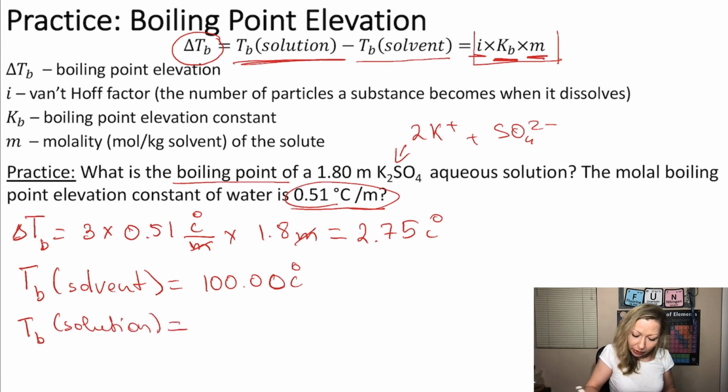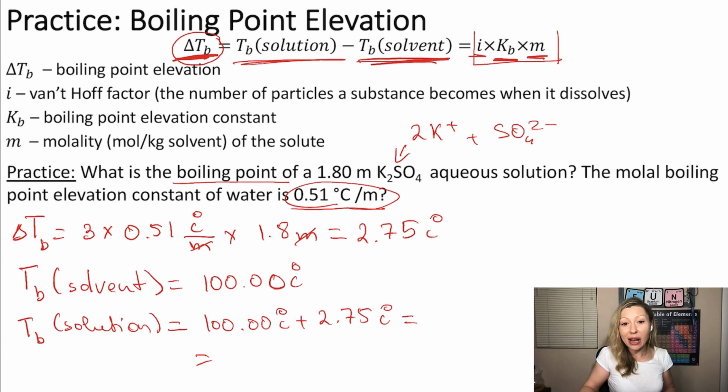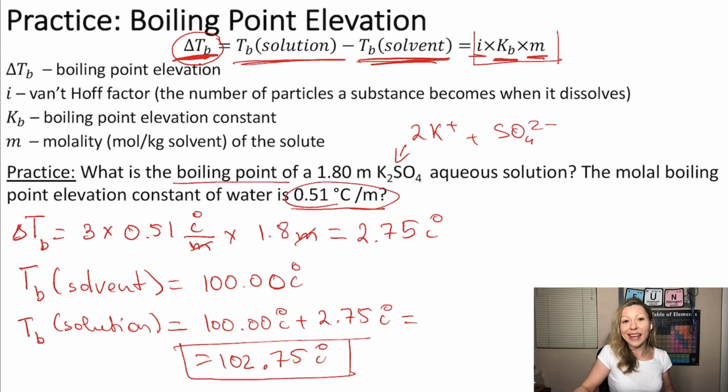And from there, we can calculate the T_B of the solution, which is going to equal T_B of the solvent, which is 100 degrees Celsius, plus the boiling point elevation, which is 2.75 degrees Celsius. So if you do this calculation, you are going to get 102.75 degrees Celsius. Okay, I hope this makes sense.